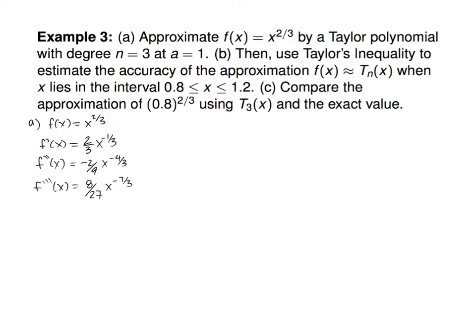Okay. And what number are we plugging into them? 1. So f of 1 is 1. F prime of 1 is 2/3. Great. Second derivative at 1 is negative 2/9, and the third derivative at 1 is 8 over 27. Yep, awesome.